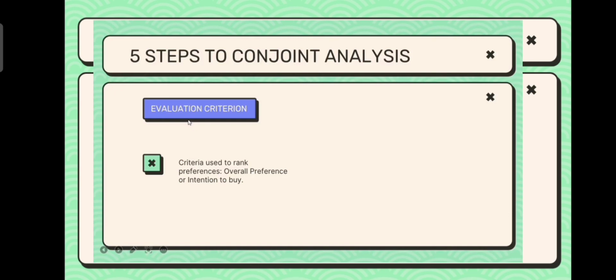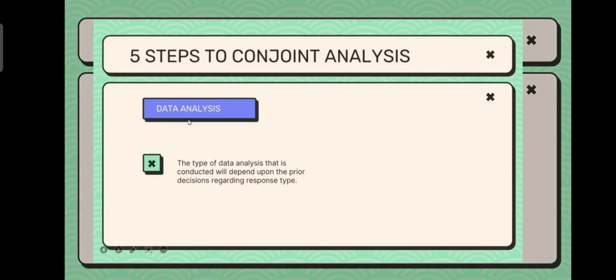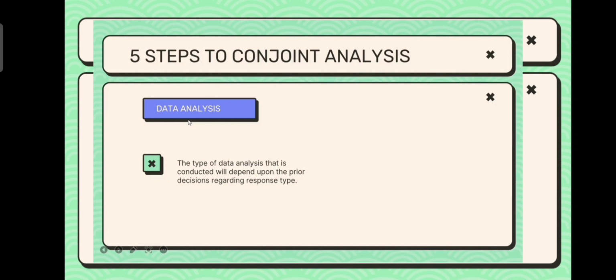So, we're going to the last step to conjoint analysis, which is data analysis. Data from conjoint study is analyzed through a variety of statistical means to develop the part-worth utility function, and each of this procedure build an estimate of the participant part-worth utility function.